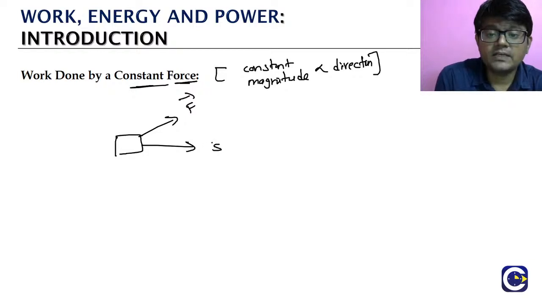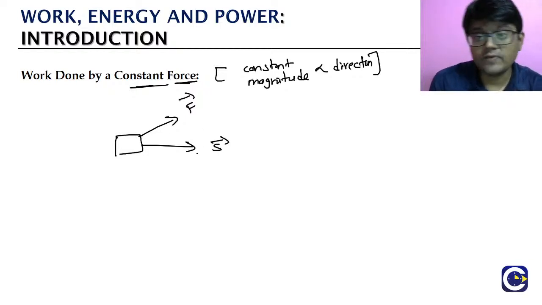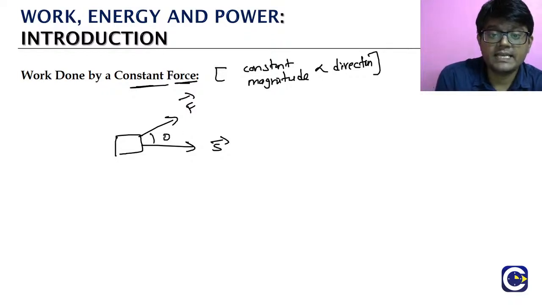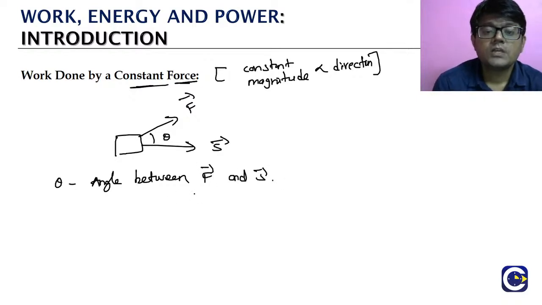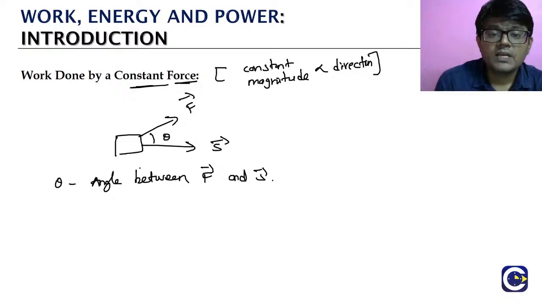Now displacement is also a vector, right? It need not be in the direction of the force, it may be in some other direction. Let us say the angle between them is theta. Theta is the angle between the force vector and the displacement vector. Let us see how we define the work done by the constant force.